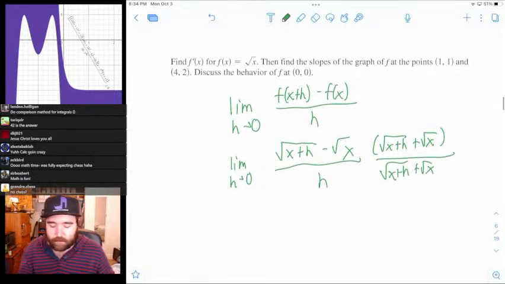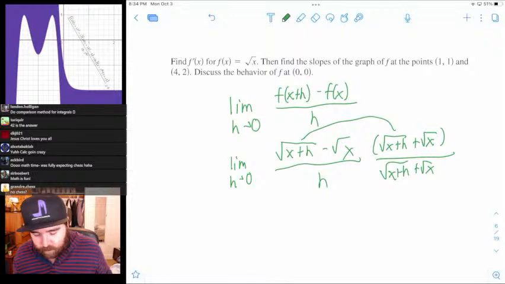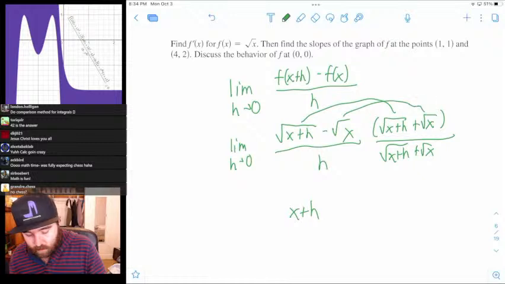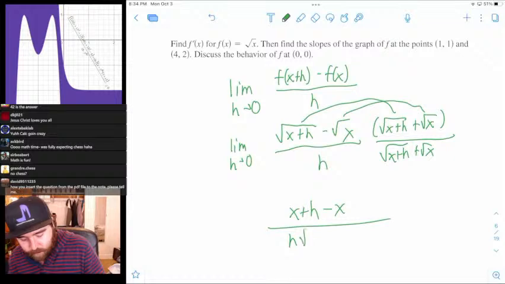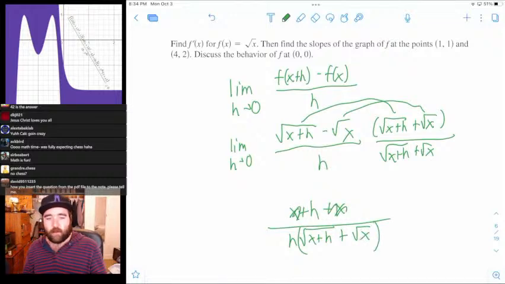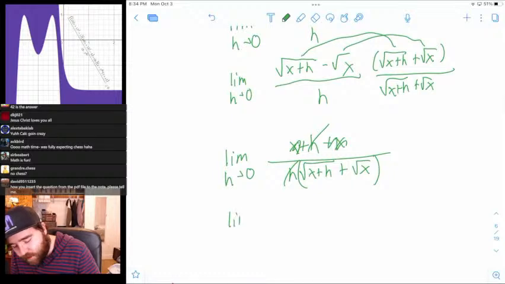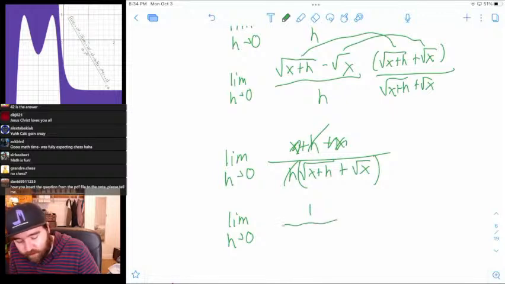Because now let's see what happens. Well, it's a difference of 2 squares, so the middle terms cancel out. We're just left with x plus h minus x on the top, which is gorgeous. And then on the bottom, we have the h, but don't forget we also have all of this. But we don't want to distribute it, because look what happens. These negative x's cancel on the top, which means we can just cancel out these h's. So all we have now is the limit as h approaches 0 of 1, because everything canceled out on top, of root x plus h plus root x.